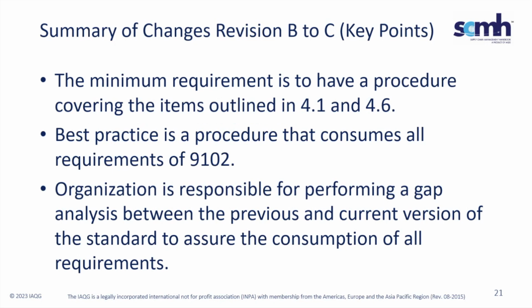Some highlighted summaries, very important for your quality management system. The minimum requirement is to have a procedure covering the items outlined as discussed earlier in 4.1 and 4.6. Best practice would be that you have a procedure that consumes all of the requirements of 9102 and specific instructions for your organization on how you're going to accomplish these tasks. The organization is responsible for performing a gap analysis between Rev B and Rev C to understand all the requirements and to assure consumption of all the new requirements into your new procedures.